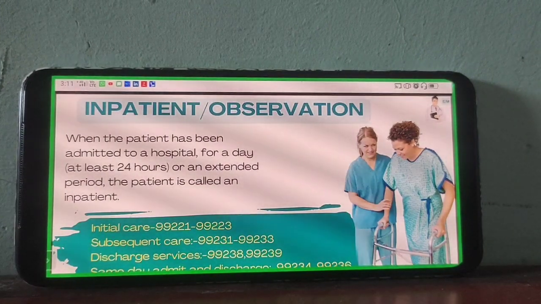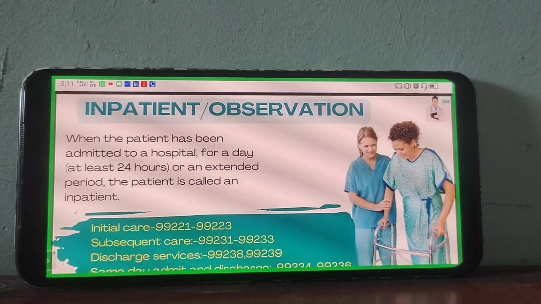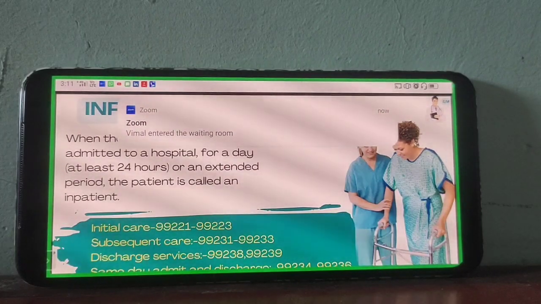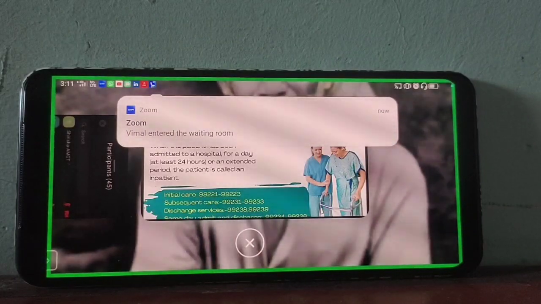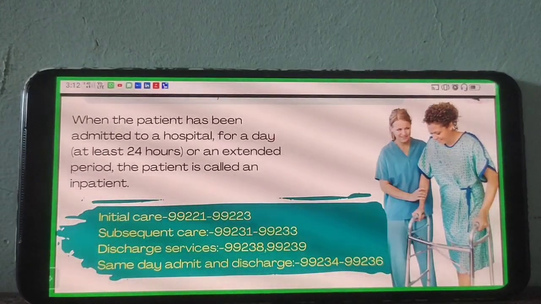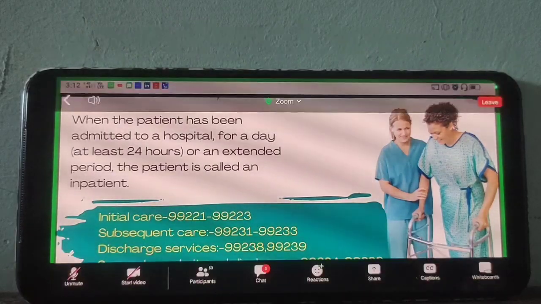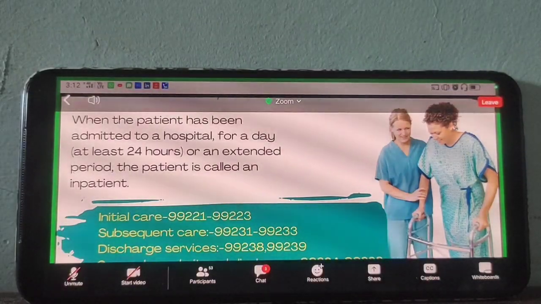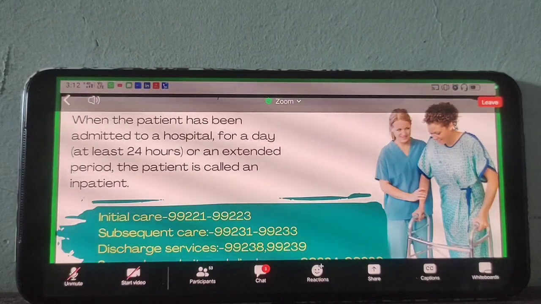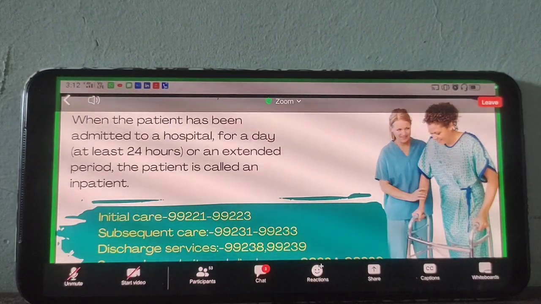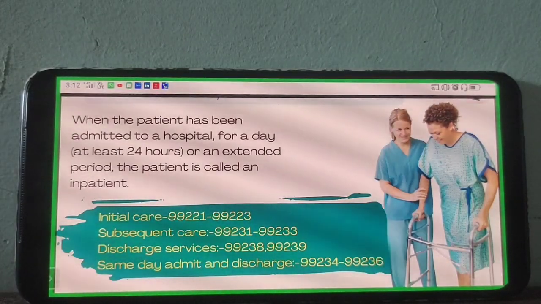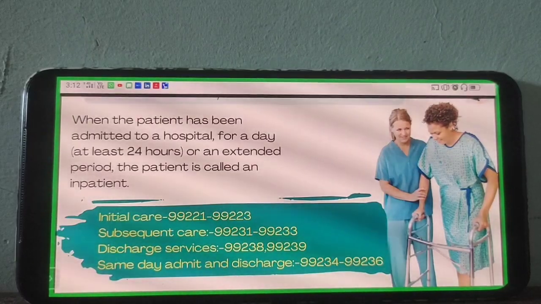Stay at least 24 hours or an extended period. That patient is called an inpatient. The patient must stay in the hospital at least one day, which means we have to report 99221 to 99223. Suppose a patient is admitted and discharged on the same day, then we have to report 99234 to 99236.